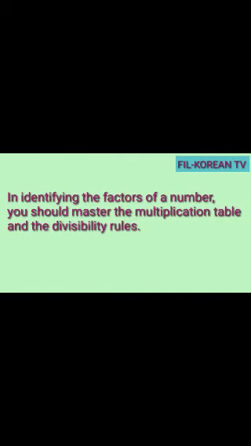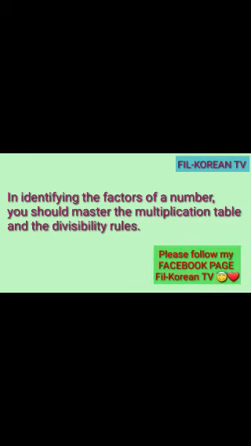In identifying the factors of a number, you should master the multiplication table and the divisibility rules. So, kailangan talaga nating mamaster ang multiplication table at divisibility rules para madali nating masabi kung ano ang factors ng isang number. At siguro naman ay alam na ninyo yung multiplication table. Na-memorize nyo na. So, dito sa video natin, ipapakita ko sa inyo ang divisibility rules para magamit natin sa pag-identify ng factors ng number.